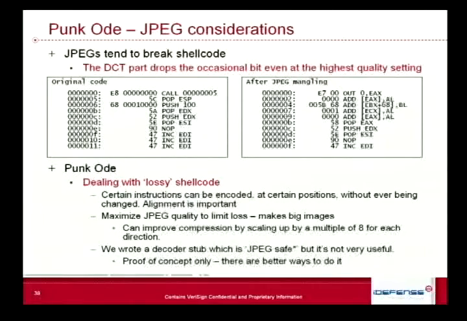Maximizing the JPEG quality definitely does limit the amount of loss, but it makes big images. You can actually improve the compression though by scaling up by a multiple of 8 in each direction over just some other random value, just because it works on 8 by 8 squares. We did write a decoder stub which is JPEG safe, as I mentioned before, but it's not very useful at all, and it was just for proof of concept.